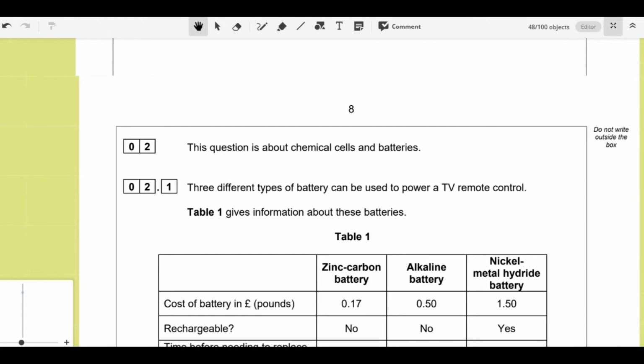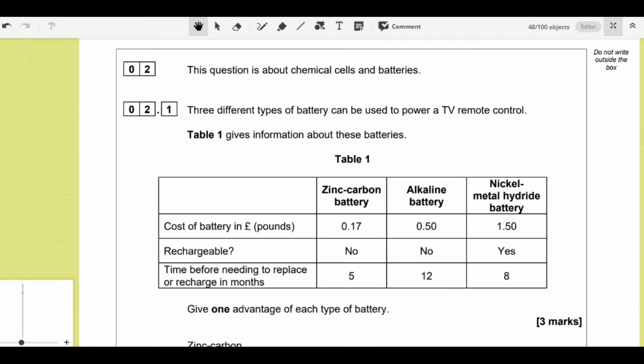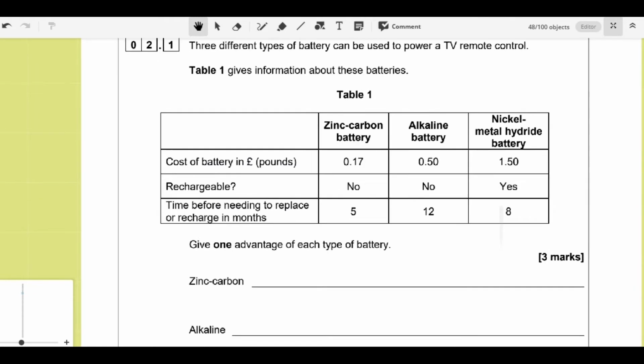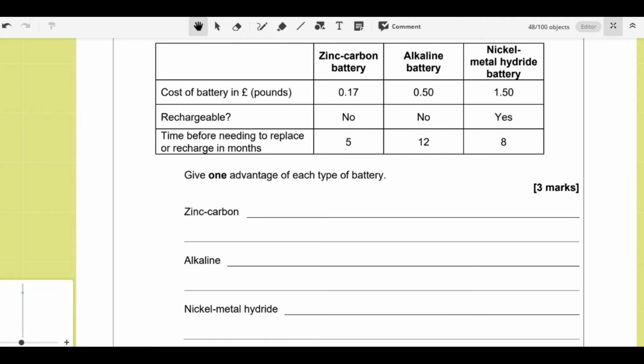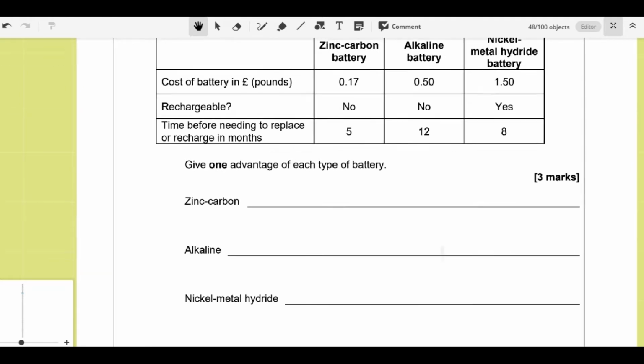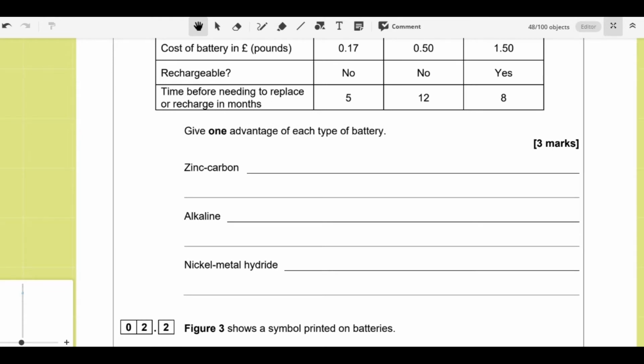Because we will solve the whole paper, we are going to solve these questions quickly. This question is about chemical cells and batteries, that is question number 2. Three different types of batteries can be used to power a TV remote control. Here you can see zinc carbon battery, alkaline battery, and nickel metal hydride battery. First, give one advantage of each battery.